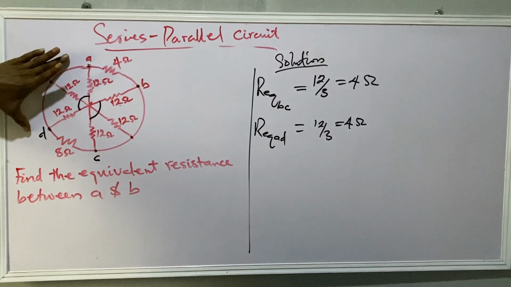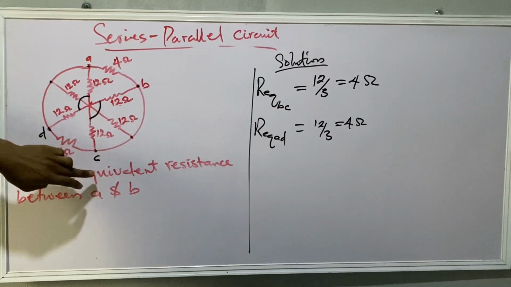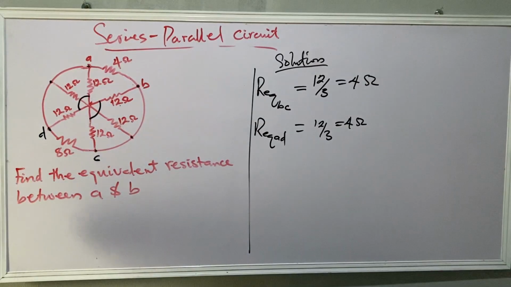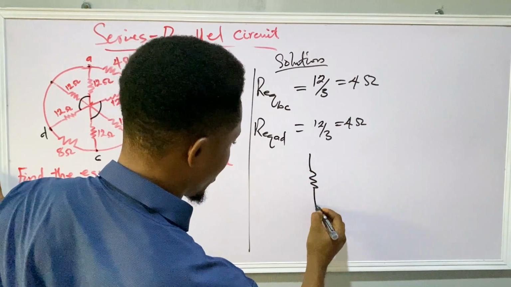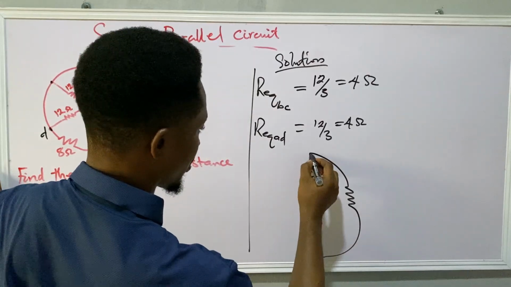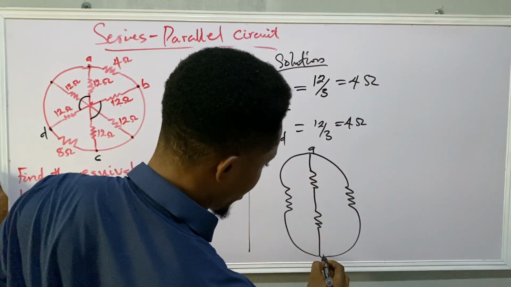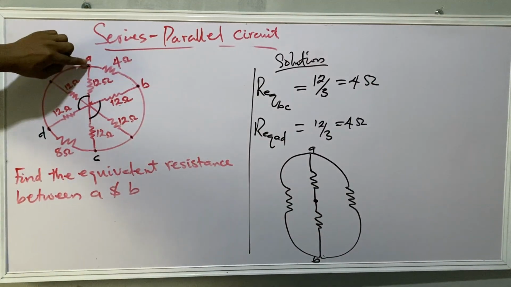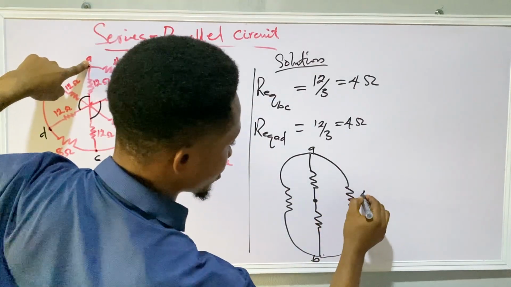This point and this point, this and this are common points. This and this are common points. So I can decide to call them point A and point B. So let me redraw this circuit. This is point A and this is point B. This is the center of the circuit. This to this is this to this, and the resistor here is 4 ohms.